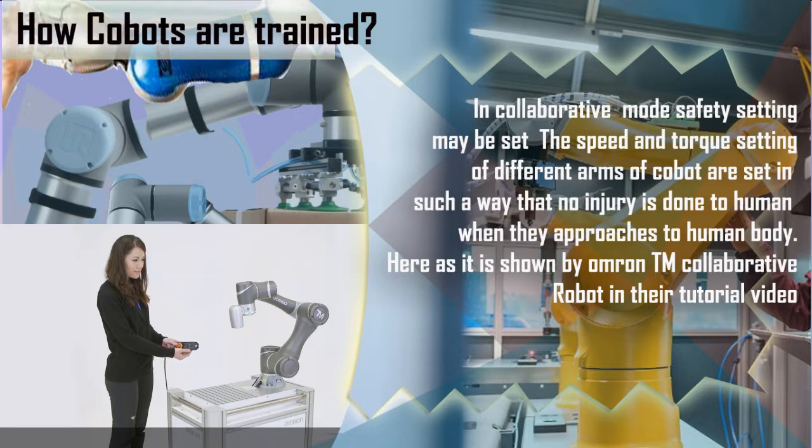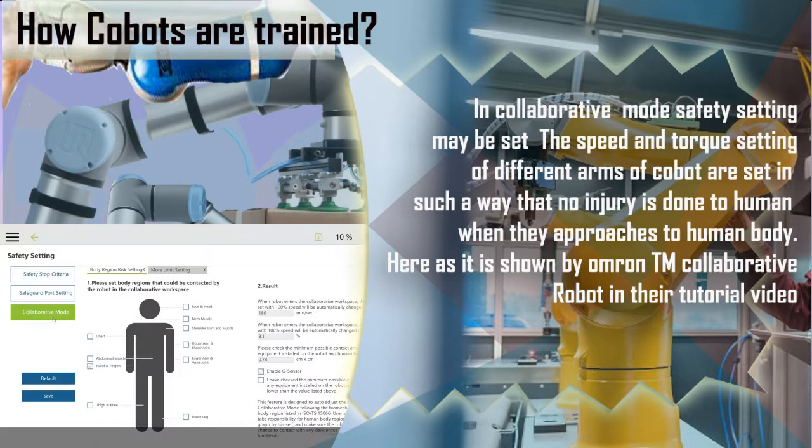In collaborative mode, safety settings may be set. The speed and torque settings of the arms are set in such a way that no injury is done to humans when they approach the human body. Here it is shown by the Omron TM collaborative robot in their tutorial video.